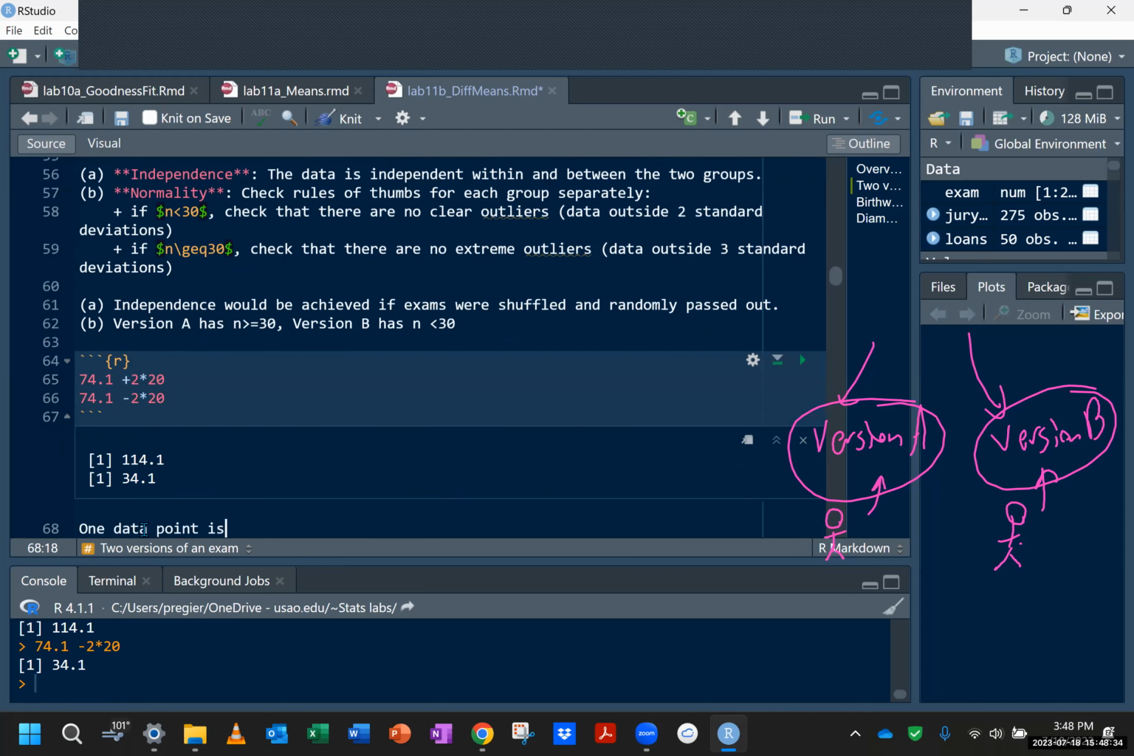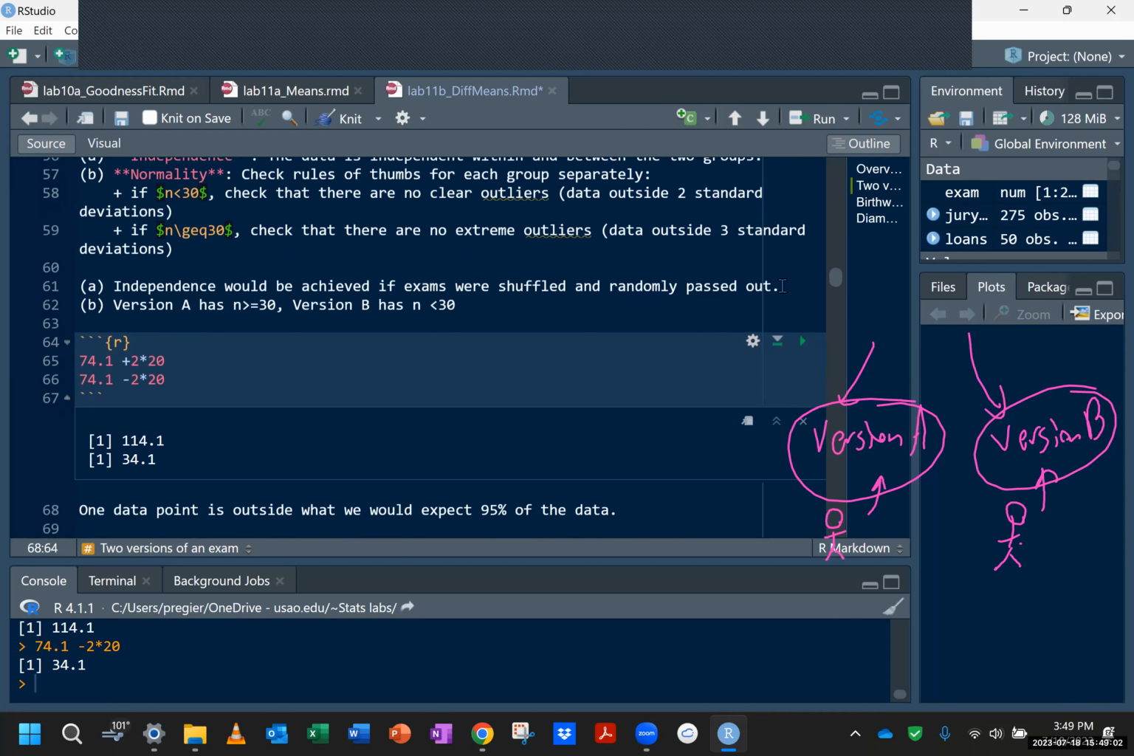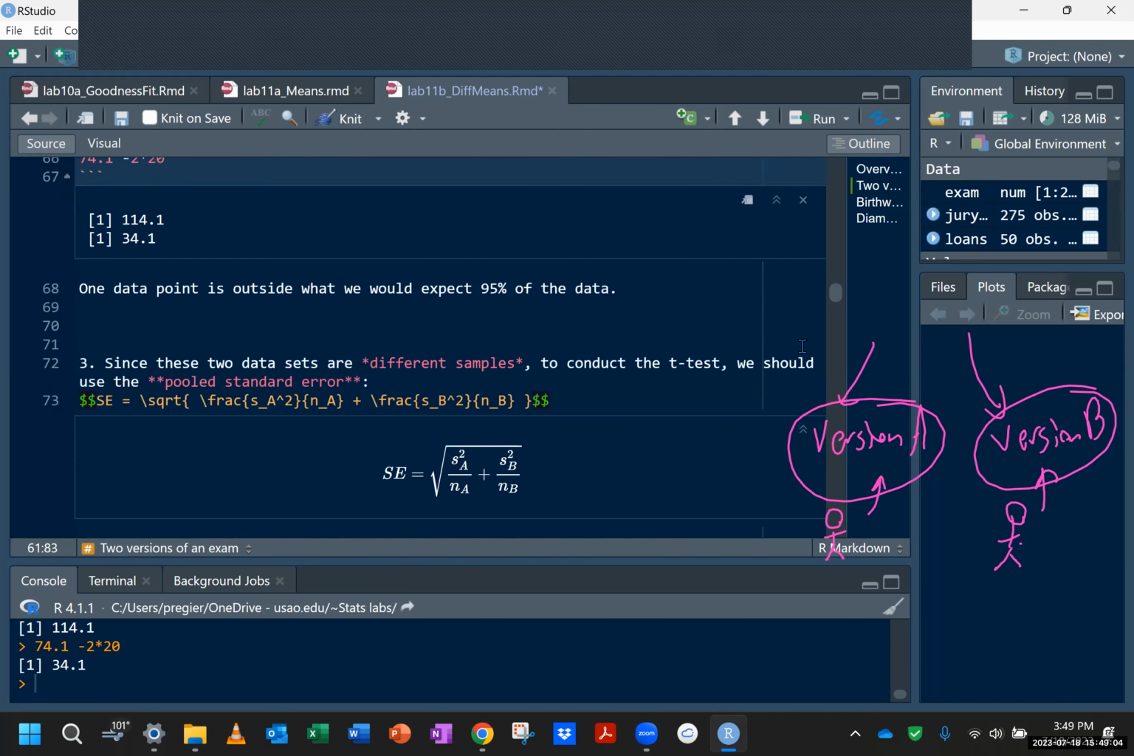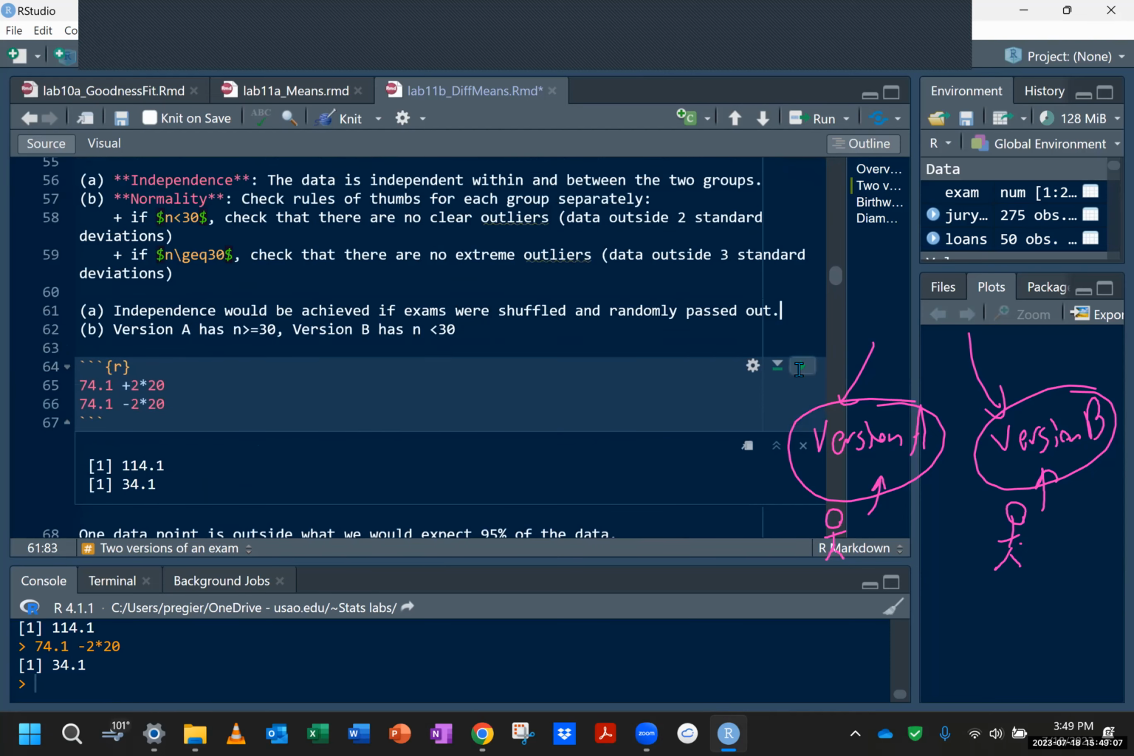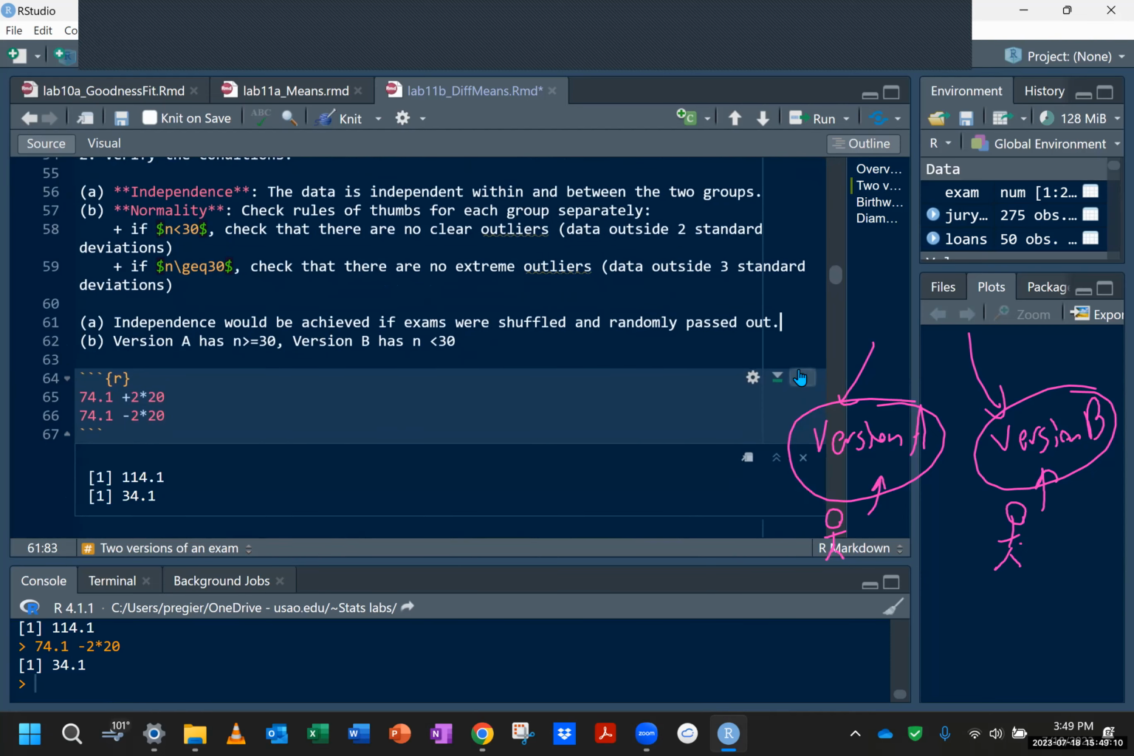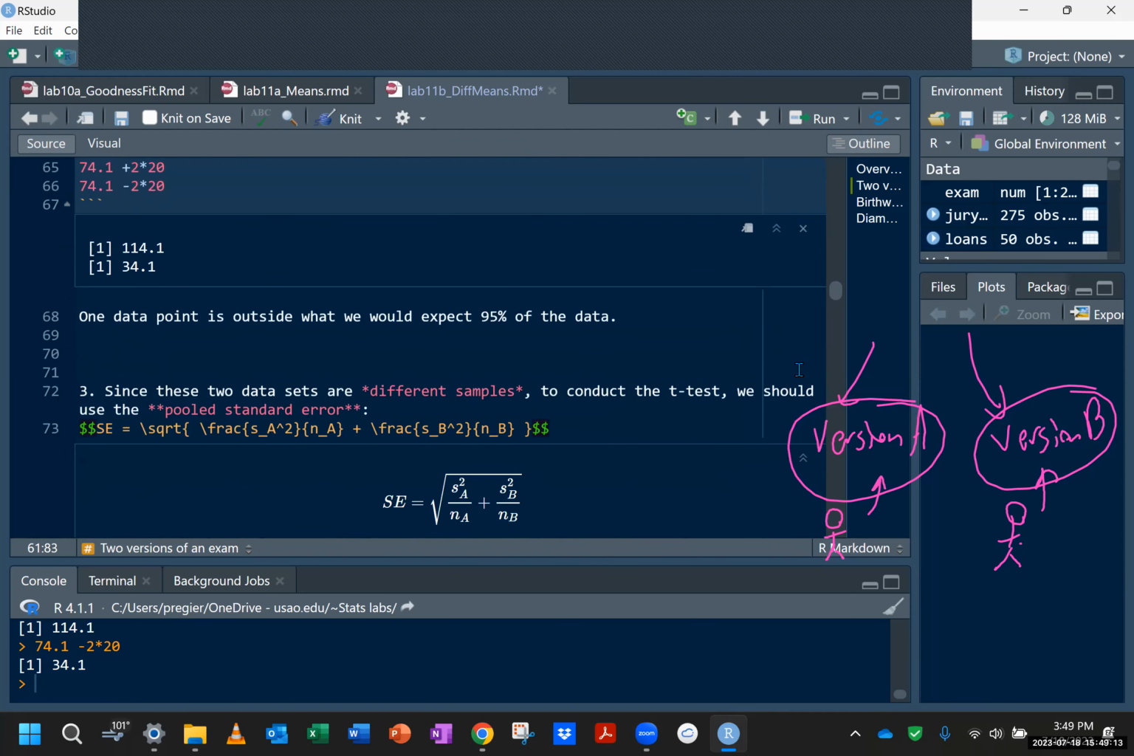One data point is outside, so there's some concern about that point being an outlier, but it's not that far outside, and in fact it's what I would expect to see in some scores. So let's continue without worrying about that data point. This is just some analysis to see whether our exam and our analysis are reasonable.